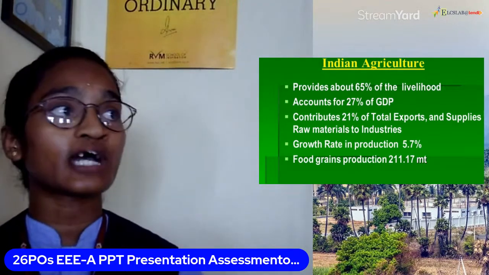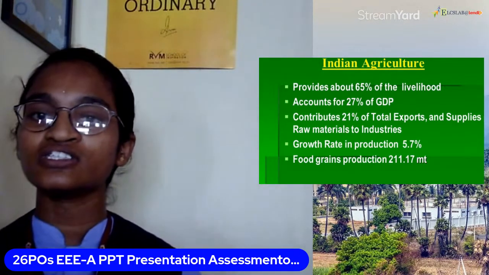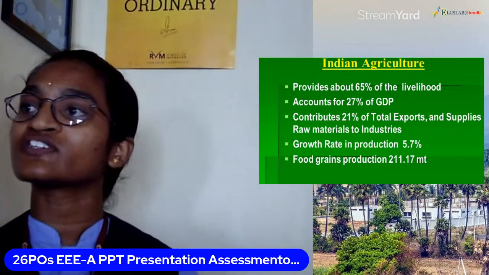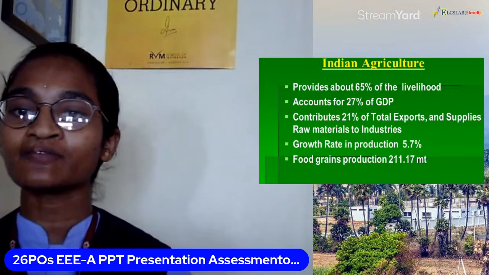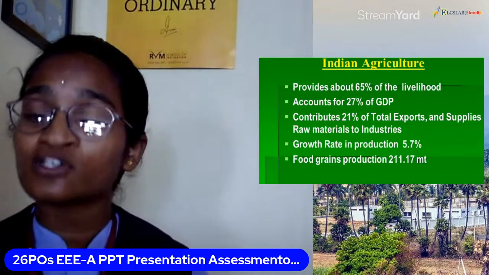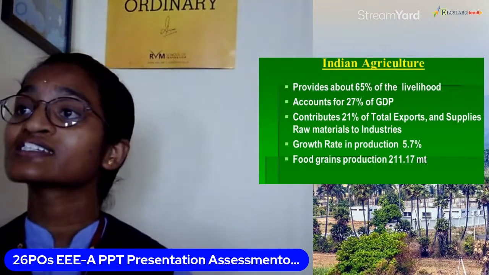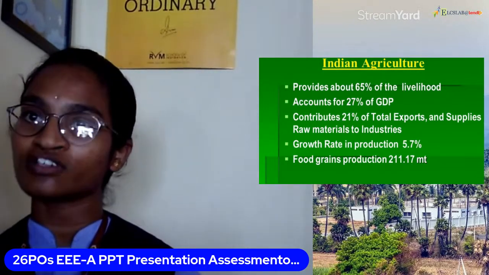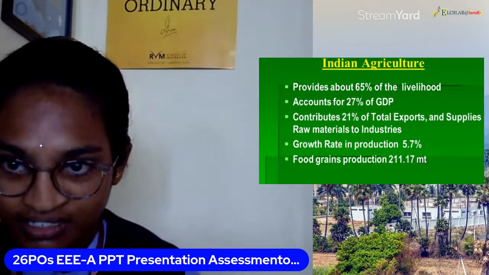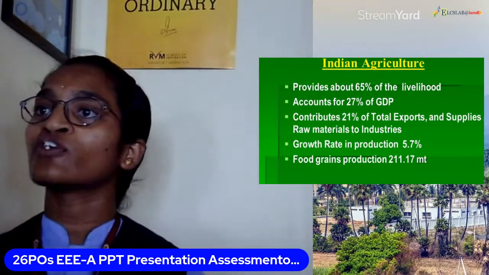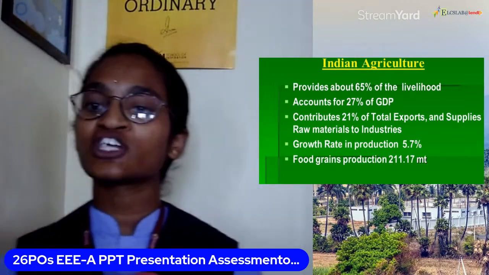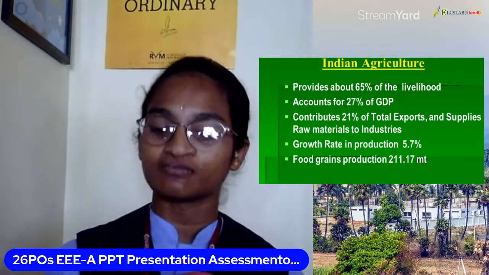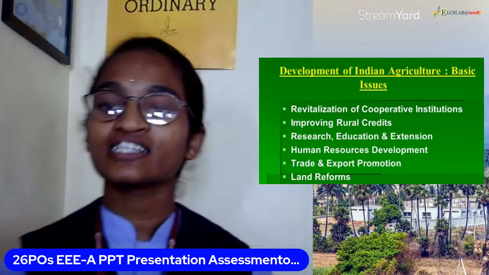Coming to Indian agriculture: in India, it provides about 65% of the livelihood. Coming to GDP, in India it accounts for 27% of GDP. It contributes 21% of total exports and supplies raw materials to all the industries in India. In India, growth in production is 5.7%. Coming to food grains production, 211.17 mg. Come to the next slide.